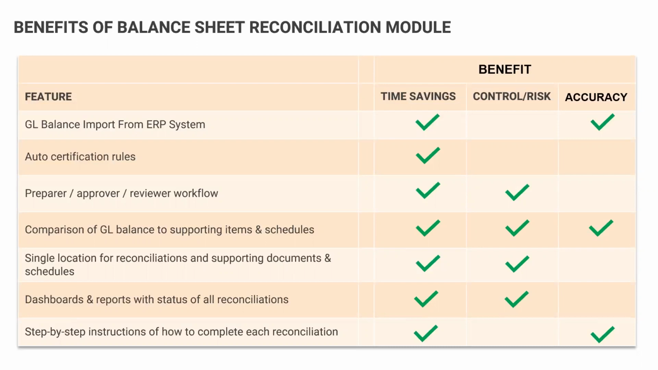The auto certification rules are a huge time saver. The system is actually completing the reconciliations for you. You get a single location for storing recs and supporting documents, so you'll spend less time gathering them for an audit or management request. Dashboards and reports show which recs are completed and which still need to be done.